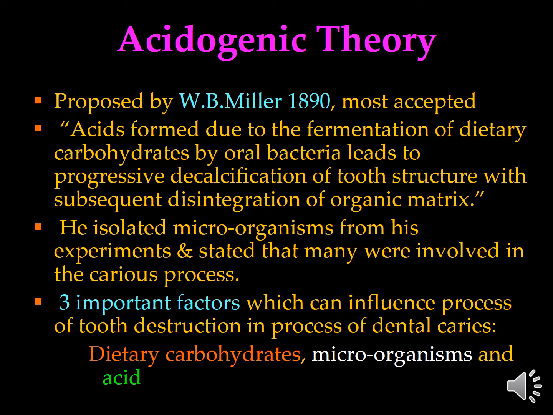The most important theory is the acidogenic theory, which was given by W.B. Miller in the year 1890, and was the most accepted theory. According to this theory, he explained that acid forms due to the fermentation of dietary carbohydrates in the presence of oral bacteria, which led to the decalcification of the tooth structure and dissolution of the organic matter of the tooth. He isolated microorganisms from his experiment and stated that they were involved in the caries process. Hence, the three main important factors in caries are dietary carbohydrates, microorganisms and acids.